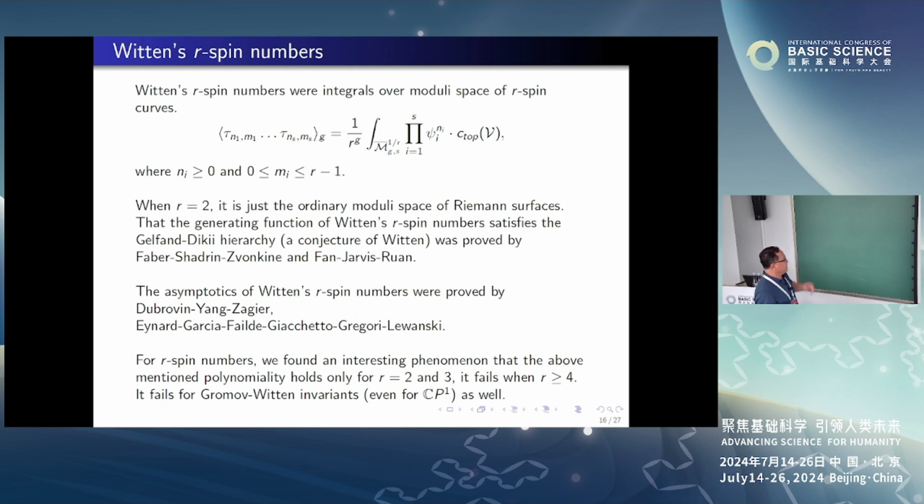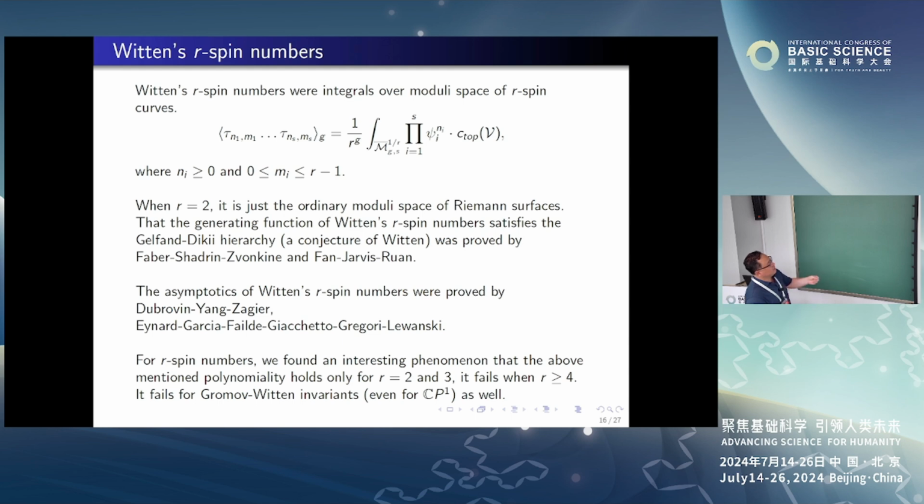Okay, now we consider Witten's r-spin numbers. Witten generalized his previous conjecture on the ordinary moduli space. He introduced a class: it is given by taking r-th roots of certain divisors, combining the marked points and the canonical line bundle on each Riemann surface, and then we consider the holomorphic sections. We get a holomorphic vector bundle, we consider the top Chern class, and then put them together. You get a product, and you can integrate on the so-called r-spin moduli space.